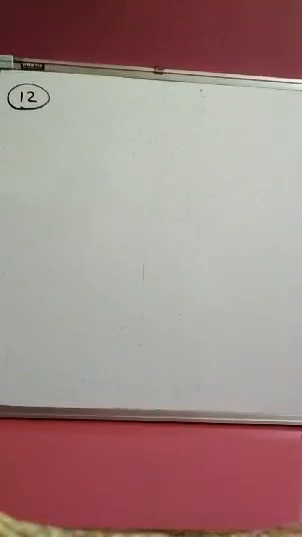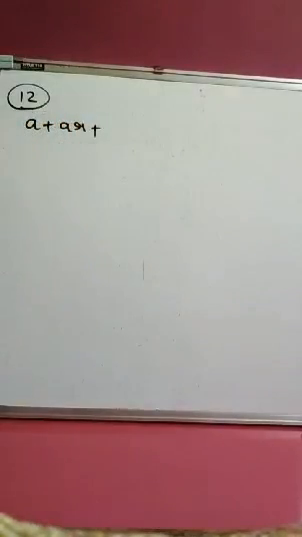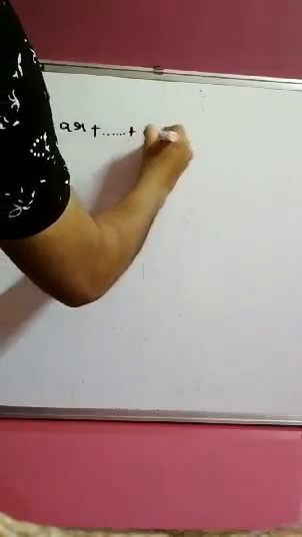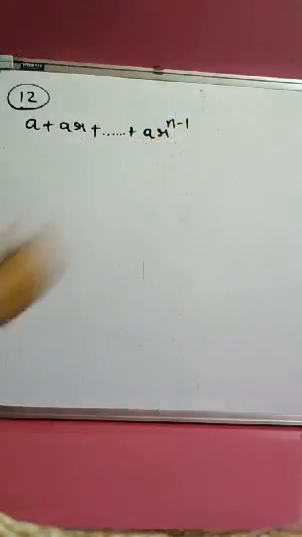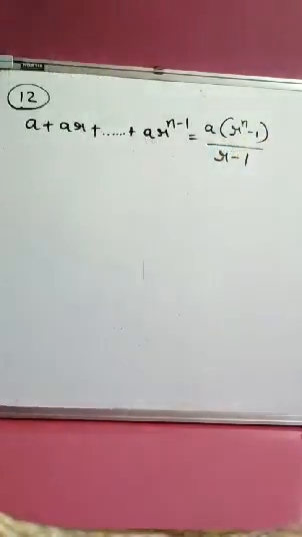In this question, it is given that a plus ar plus ar square till a into r raised to n minus 1 is equal to a into r raised to n minus 1 divided by r minus 1. Right? So a plus ar square till a into r raised to n minus 1 is equal to a bracket r raised to n minus 1 by r minus 1.